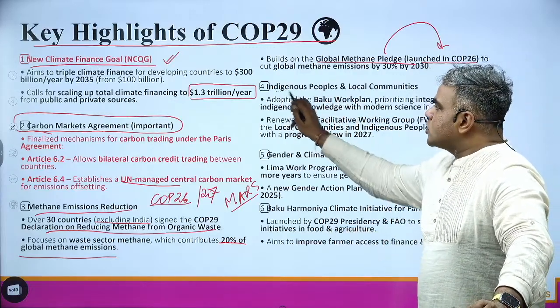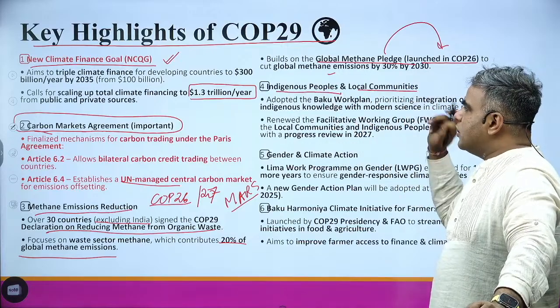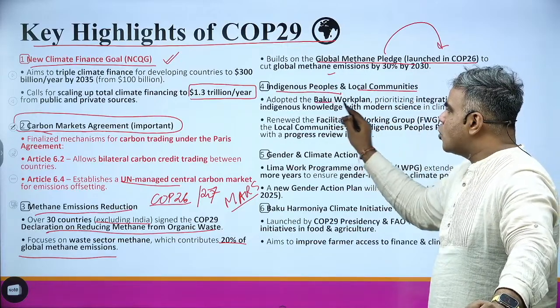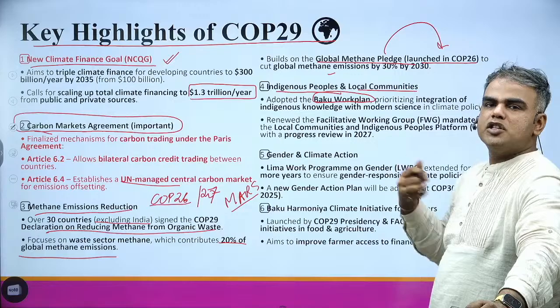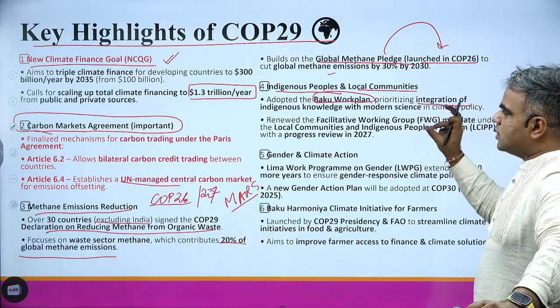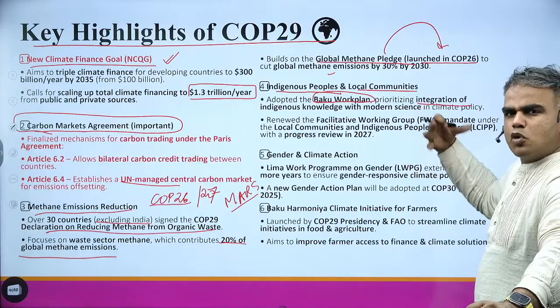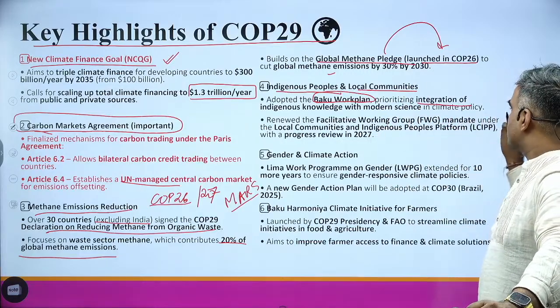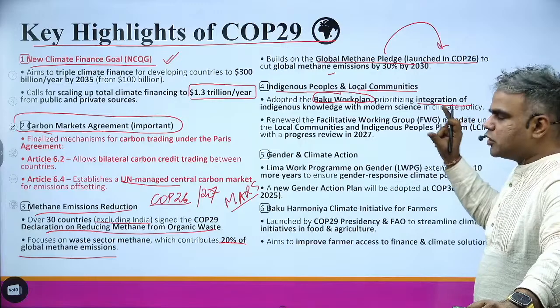Then this also talks about indigenous people, local communities. So again, you will have something known as the Baku work plan, which will talk about how indigenous people should be given proper preference, integration. Now this is more or less self-explanatory, okay? So I'm not going into too much detail here about what it talks about.